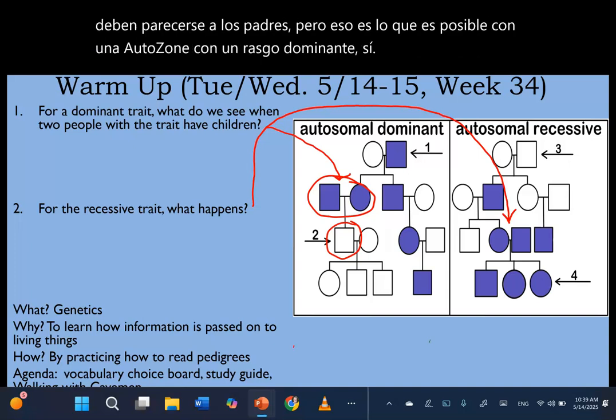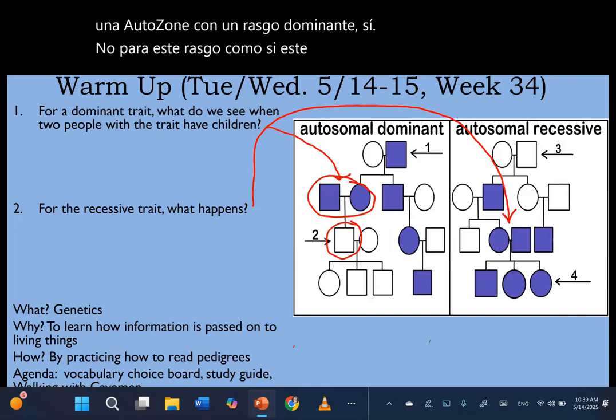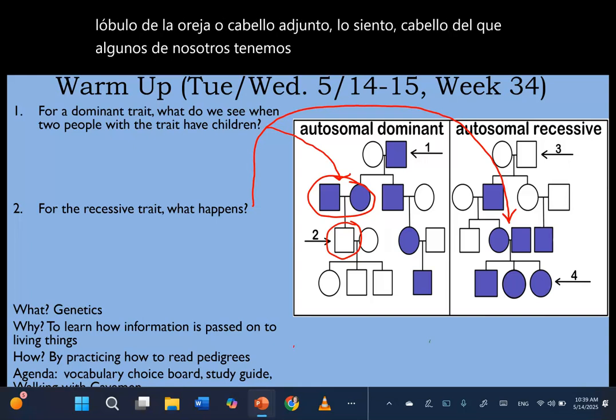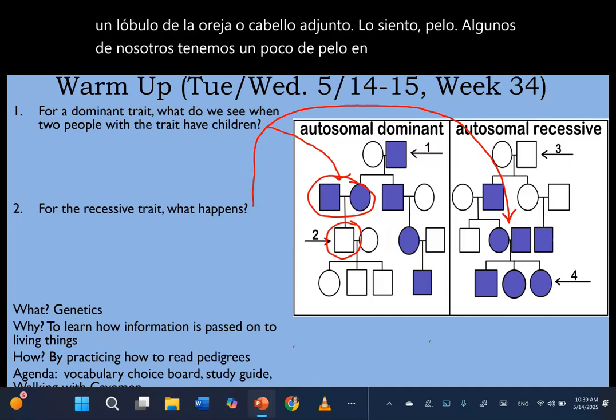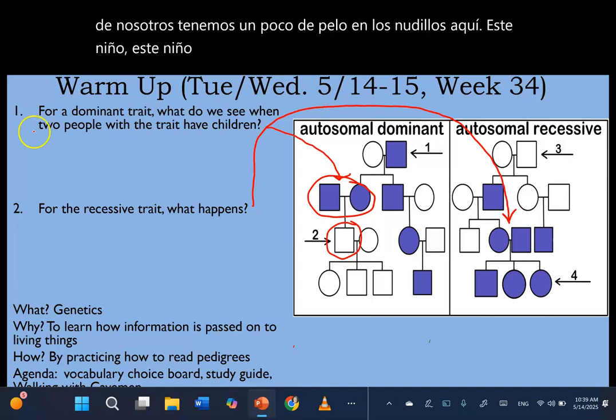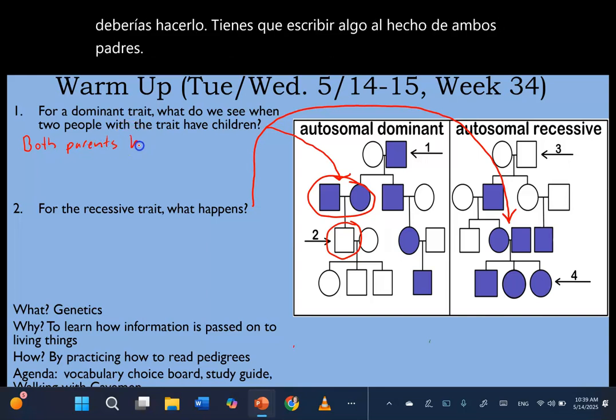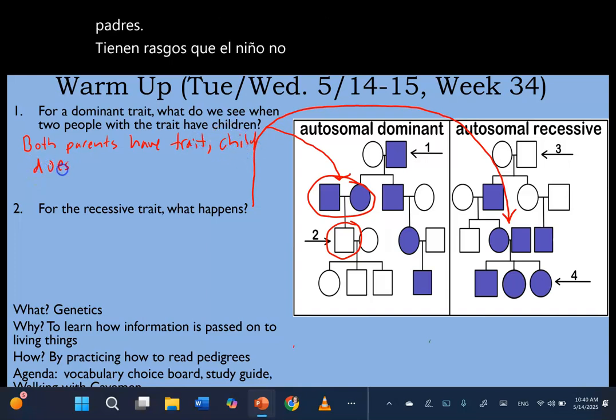Not for this trait. Like if this trait is, say, widow's peak or attached earlobe or hair. Some of us have a little bit of hair on the knuckles here. This child would not have that trait. So for number one, you need to write something to the effect of both parents have trait, child does not. And like I said, that seems like it doesn't make sense. But let me show you why it does.